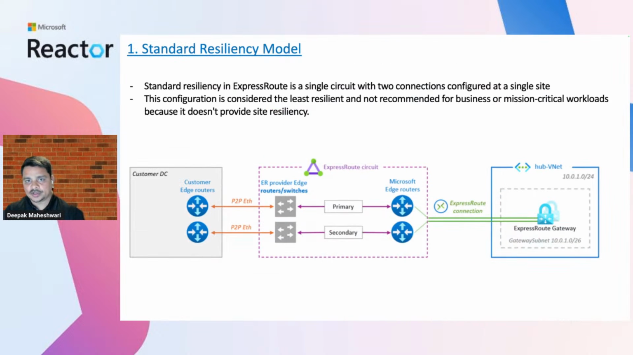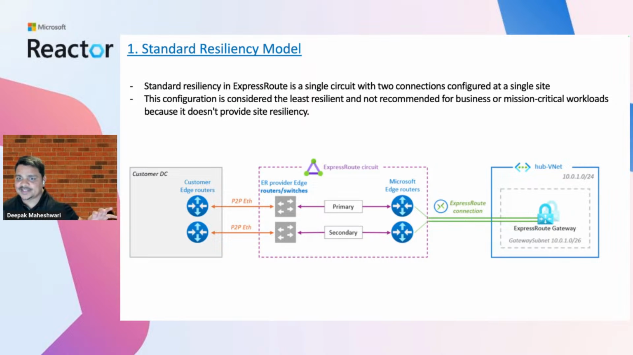Now let's talk about the different resiliency models. We talked about Azure regions, like Sydney and Melbourne. Then we talked about the peering location, which is a separate building facility altogether. Now, how do we achieve resiliency? There are different models. The first one is the standard resiliency model. In the standard resiliency model, we have a single ExpressRoute connected to a single site. So we've got one ExpressRoute with a primary and secondary connection, and these two connections connect to one location.